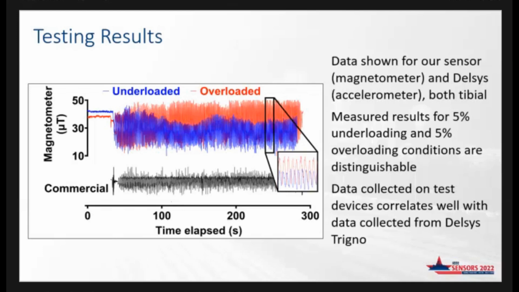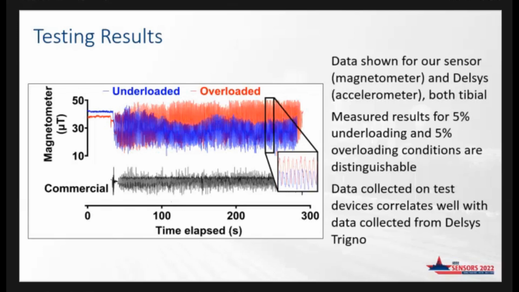And also, when we just look at the overloaded versus underloaded conditions for the sensor, it's pretty obvious when the overloading is happening versus the underloading. So this is 2 of those trials superimposed from the same person, same sensor. Just one of them was 5% overload at VGRF, and the other one was 5% underload. So we see slightly less time resolution than the commercial option, but overall, we do see similar responses.